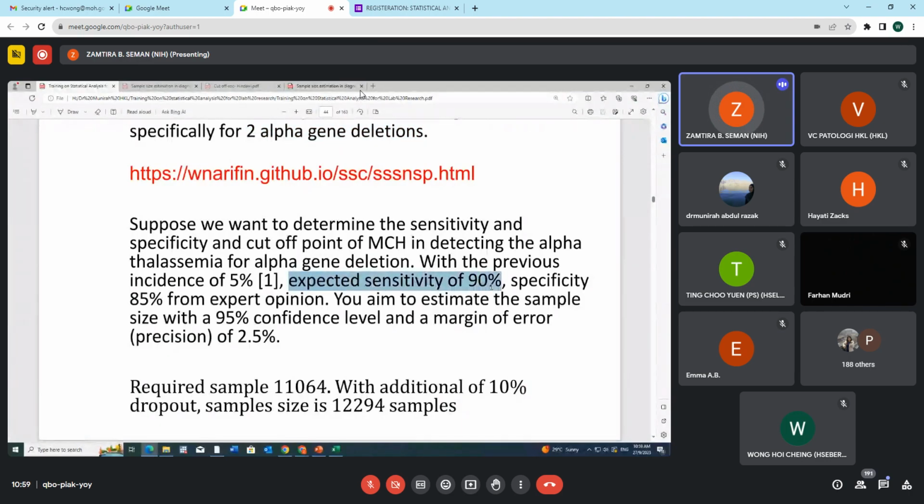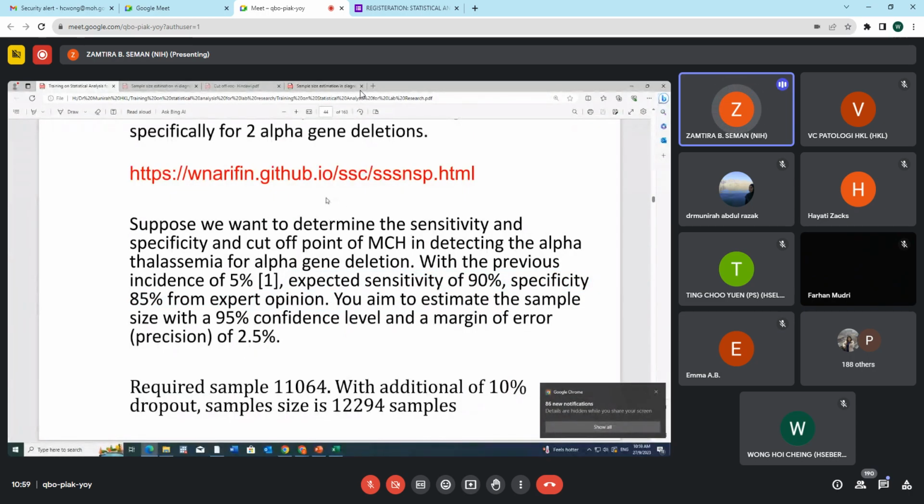Expected sensitivity and specificity from expert opinion. First one, we use from previous study. Second one, we use from pilot study. The third one, we use expert opinion. Actually, we can use all of these. What I want to share here with you is that we can use any reference. If there is none, then I assume. If there is, then it is better. If we have it from previous, apply from the previous one.